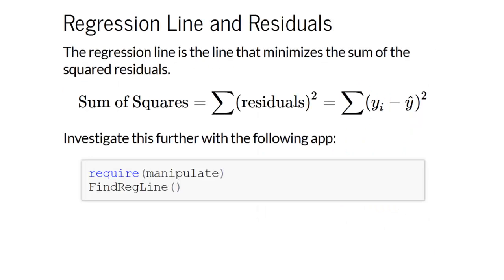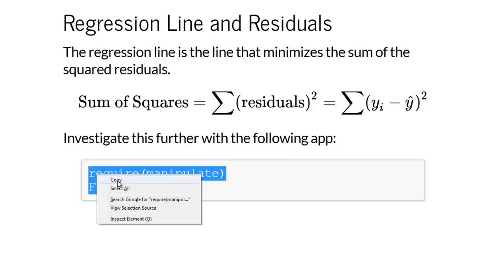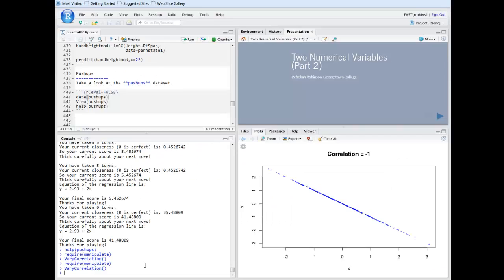The reason that the regression line is often referred to as the line of best fit is because it is the line that minimizes the sum of these squared residuals. So for every point in the scatter plot, the vertical distance between that point and the line is computed, these residuals are squared, and then summed. The regression line is the line that minimizes this sum. We can investigate this further with the Find Regline app. So let's copy and paste into RStudio.